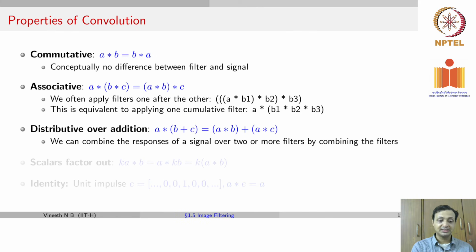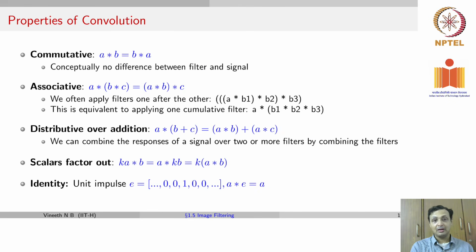Other properties are that it is distributive over addition. So A convolution B plus C is A convolution B plus A convolution C. I think we saw it with linearity too. It factors out scalars. K A convolution B is A convolution KB, which is nothing but K times A convolution B. And as we already saw, if you had a unit impulse, which is defined by, say, a vector like this, so it has a 1 in the center, 0 everywhere else.